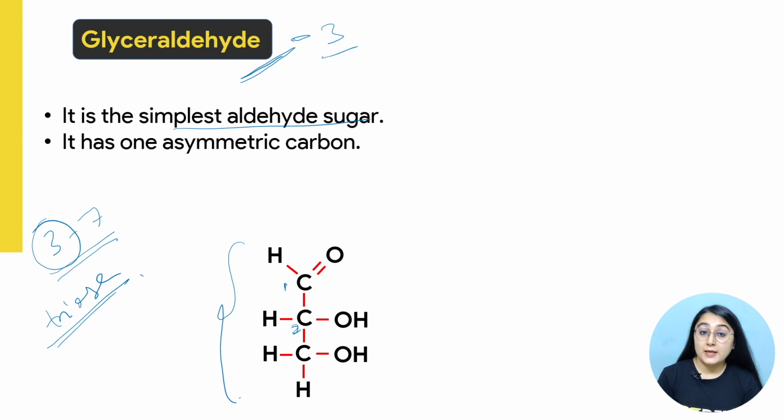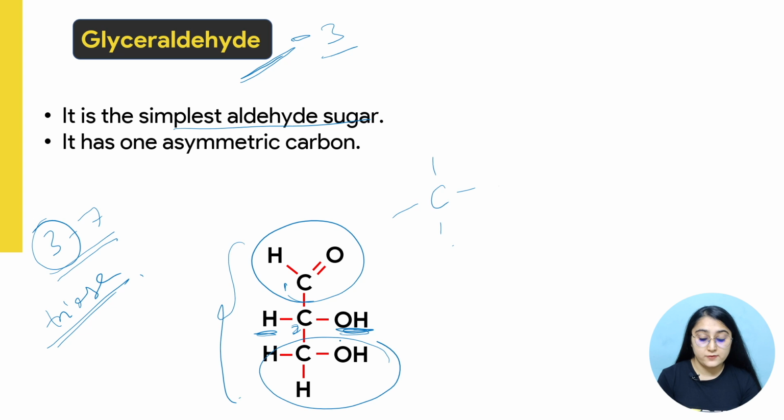What we mean by an asymmetric carbon is that when all 4 groups attached to the carbon are different, we call it an asymmetric carbon. For example, the second carbon of glyceraldehyde. On one side we have an OH group, on the other side we have an H, on one side we have an aldehyde group, and on the other side we have an R group. So all 4 groups attached to this particular carbon are different. This makes this carbon an asymmetric carbon.